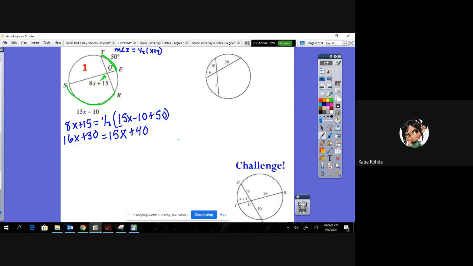Combine like terms here. Let's subtract 15 from both sides. That leaves just an x over here. Subtract 30 from both sides. That equals 10.